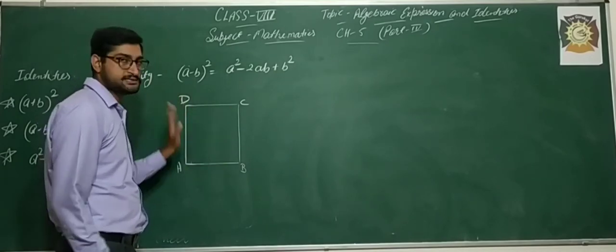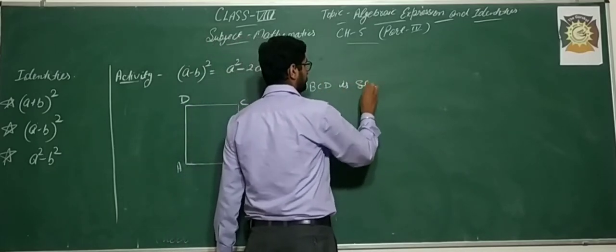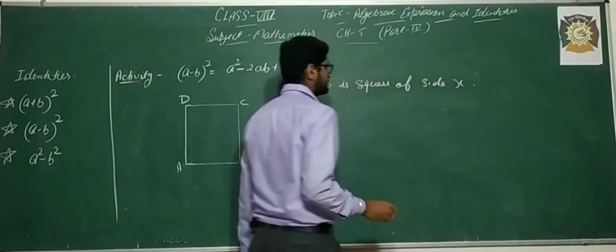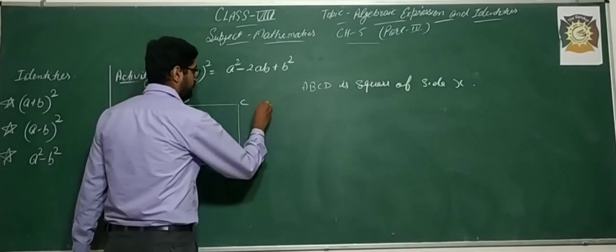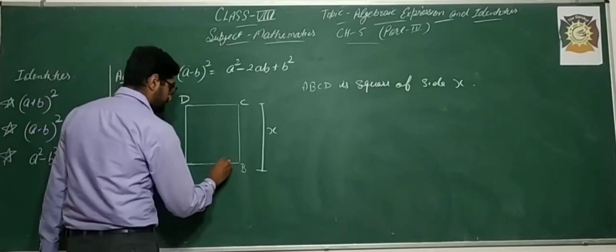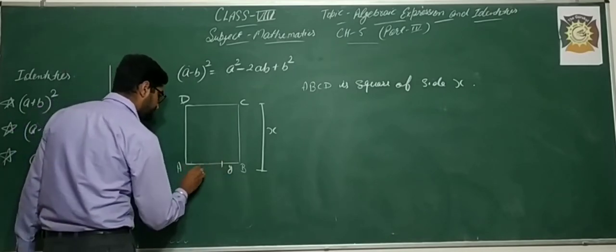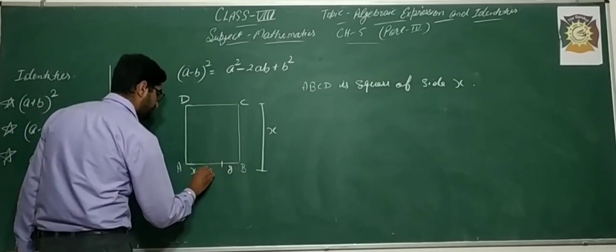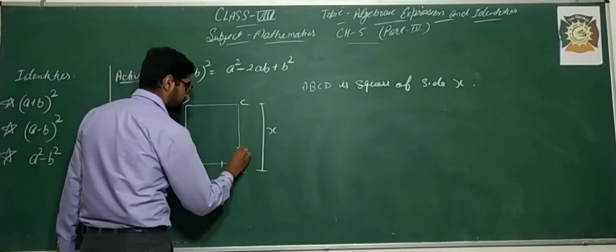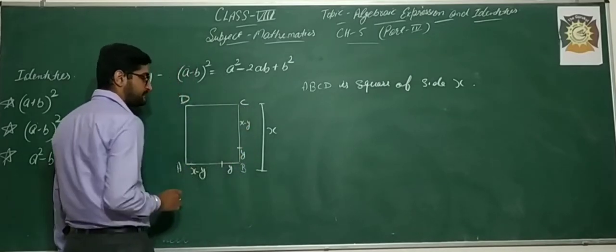Here ABCD is a square of side x, whose side is x. Now this value is x, okay, and suppose this value is y. Now the remaining term, this is x minus y. As this value is y and we will make a square here, so this value is also y, and this term's value is x minus y.